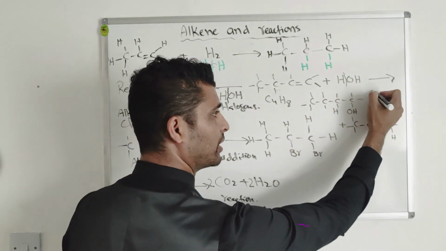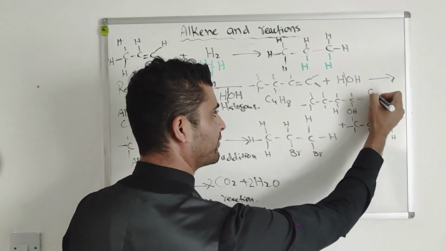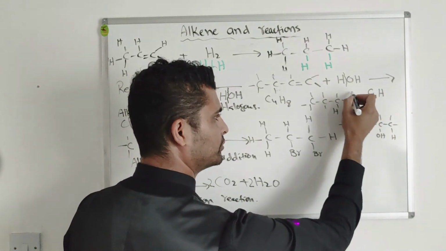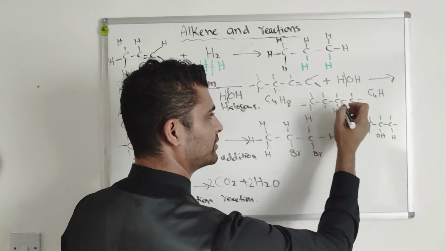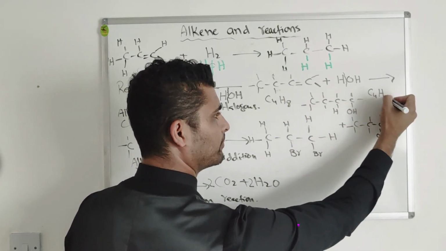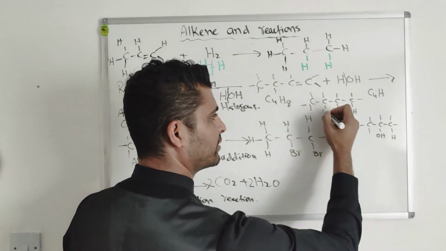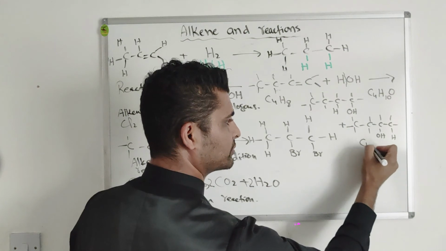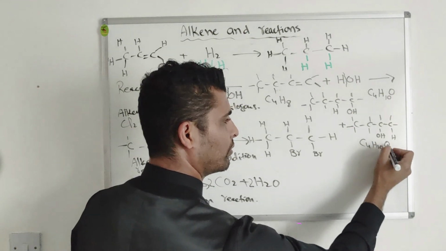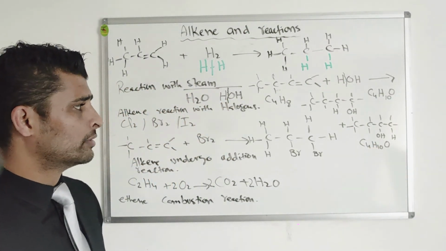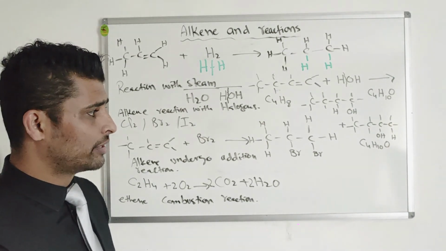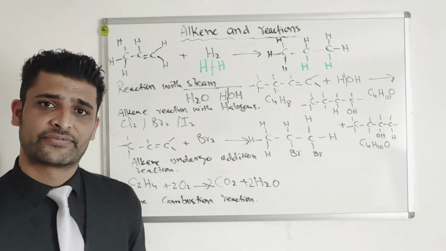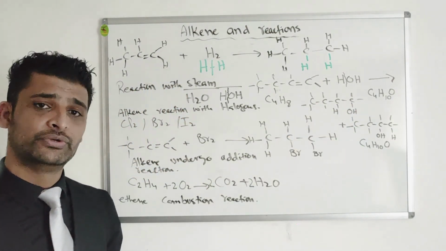The molecular formula for this is C4H7, 1 2 3 4 5 6 7 8 9 10. Yeah, so 10, and then you put O there, and this is also C4H10O. So that's how it looks. The molecular formula is the same, but the position of the OH group is different. So if they ask you a one mark question, you can draw that.